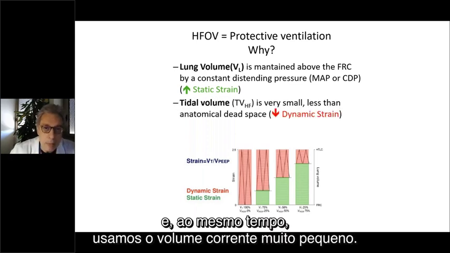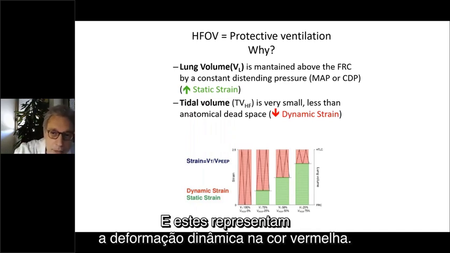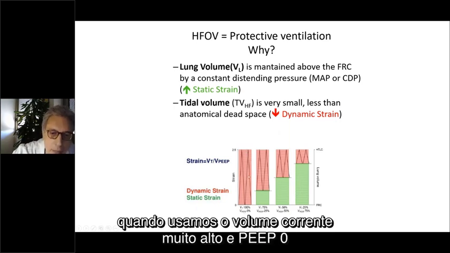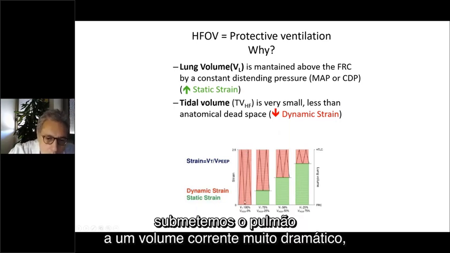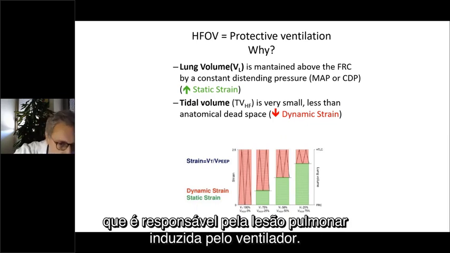At the same time, we use a very small tidal volume. Do you remember, 1.5 to 2.5 milliliters per kilo? This represents the dynamic strain, in red color. So, in the opposite of this figure, when we use very high tidal volume and 0 PEEP, we subject the lung to a very dramatic tidal volume, a very dramatic dynamic strain that is responsible for the ventilator-induced lung injury.